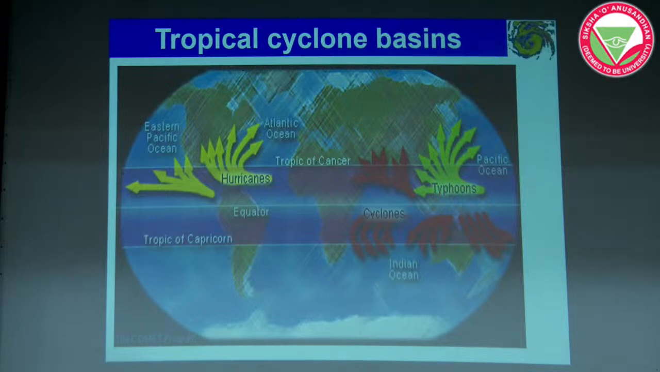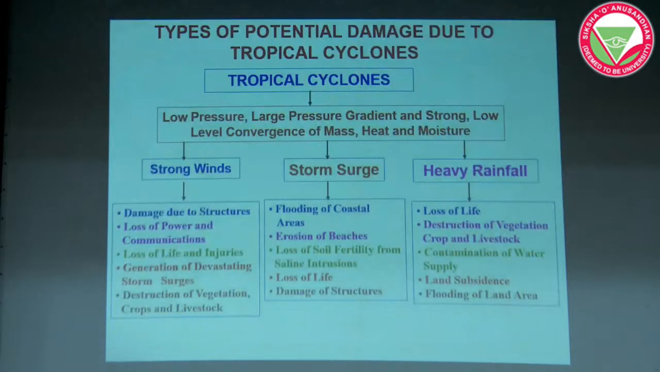So almost we get 5 to 7% of the tropical cyclones that occur in the entire globe, and it has different names. In the Pacific area, we call it typhoon. In the Atlantic area, we call it hurricane. And in our region, we call them tropical cyclones. And why I'm showing that, I'll come to next.